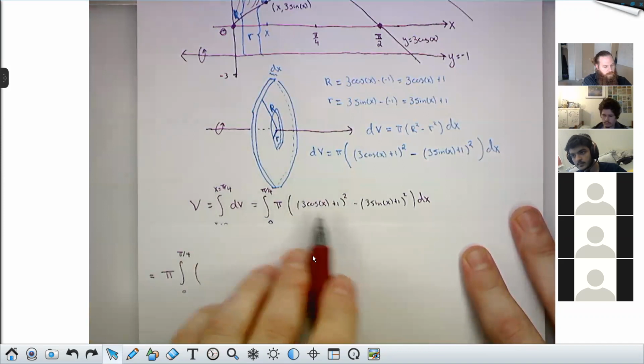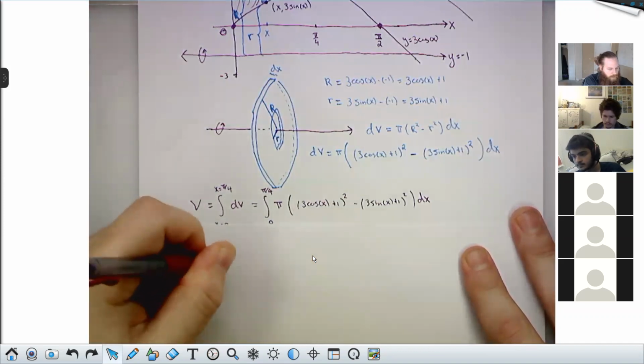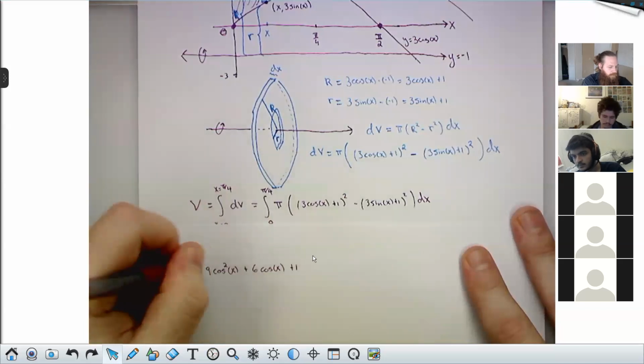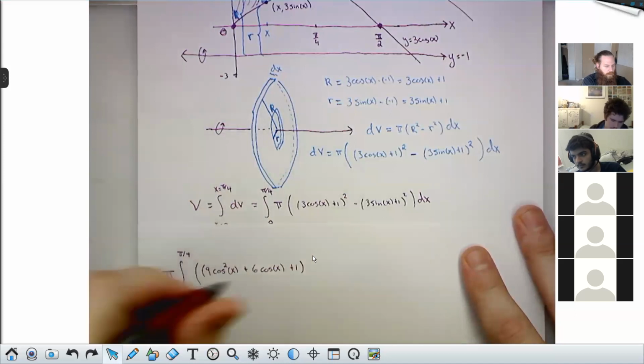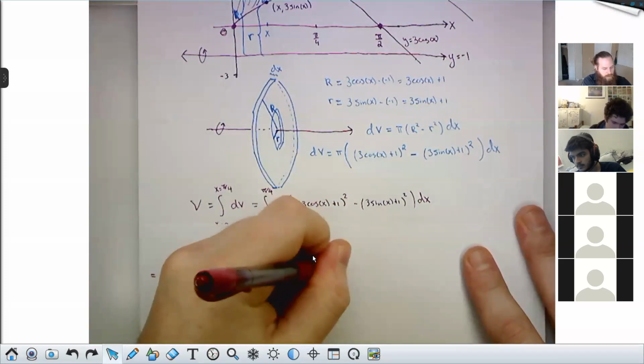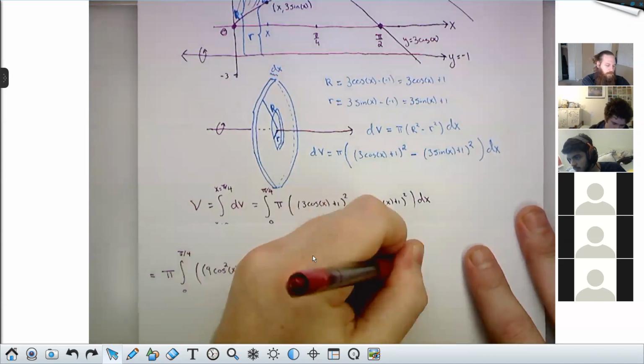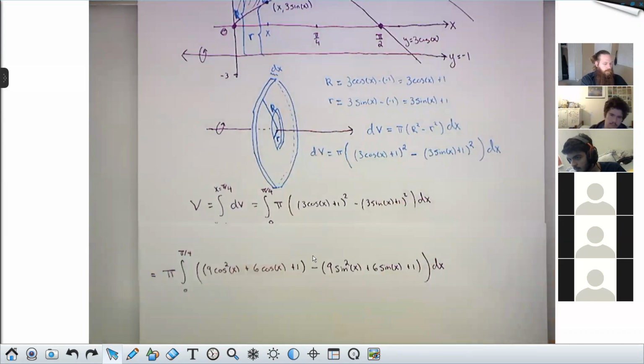So (3 cos x + 1)^2 is 9 cos^2 x + 6 cos x + 1. This is what I get when I FOIL that first piece. And from that, I need to subtract what I get when I FOIL the second piece, which is 9 sin^2 x + 6 sin x + 1. So first we just blow the thing up algebra wise. And now I'm going to combine pieces that feel like they belong together. The constants surely belong together. This 6 sin x and this 6 cos x look like they should talk to each other. And 9 cos^2 is a close friend of 9 sin^2. So let's put those together.